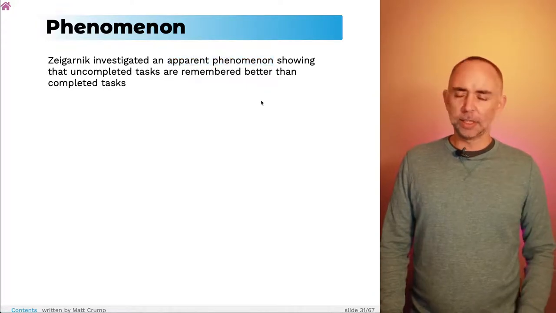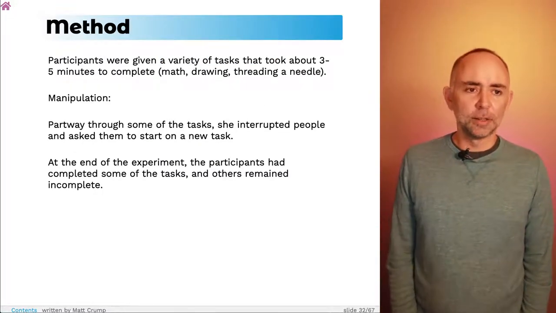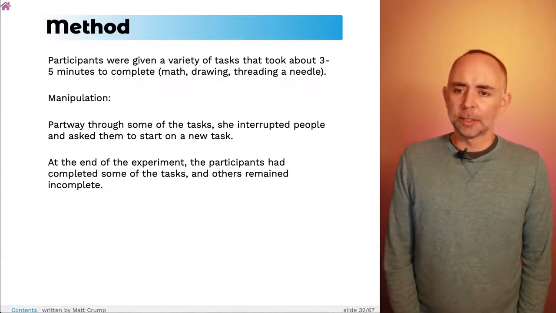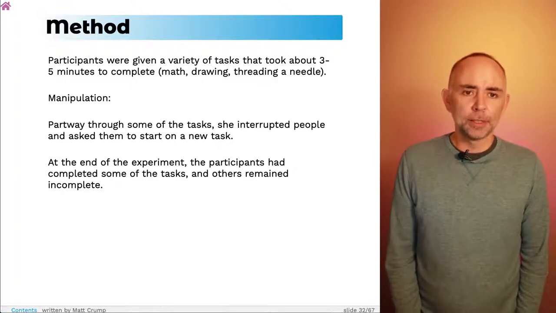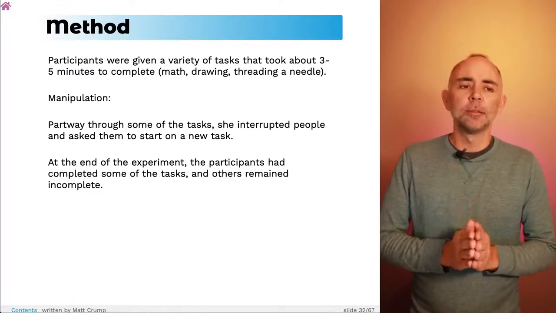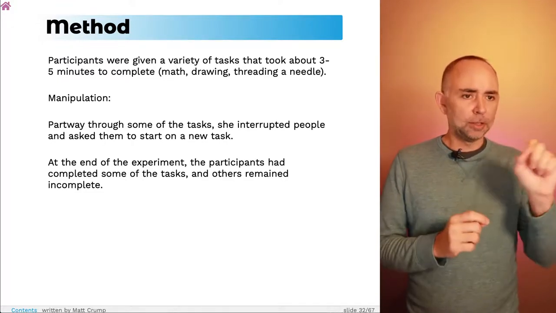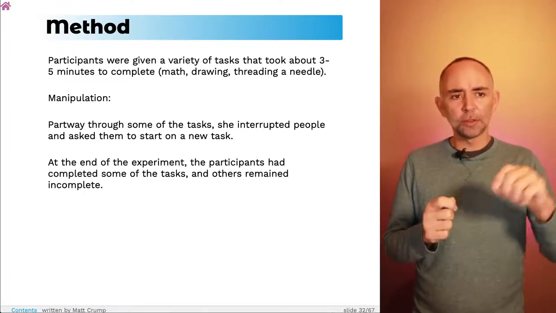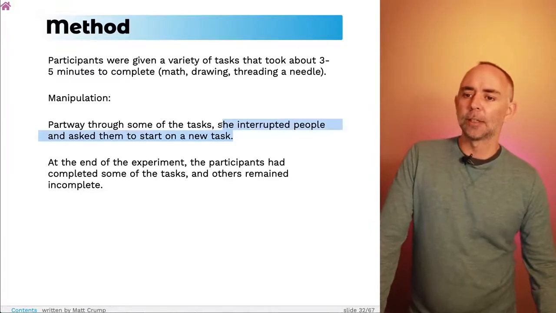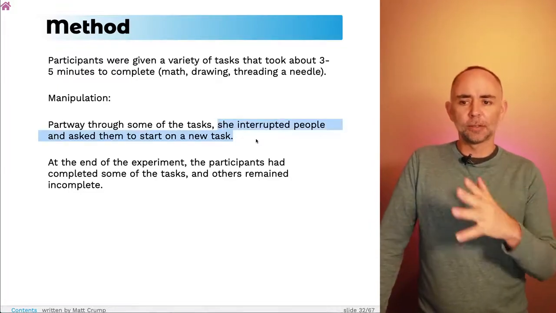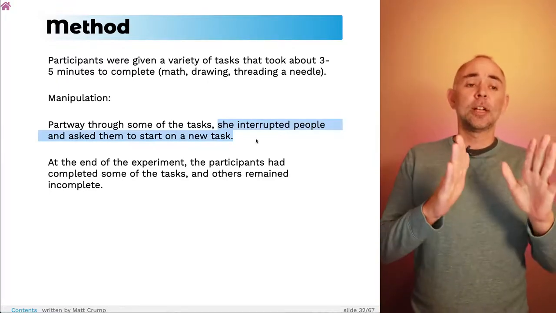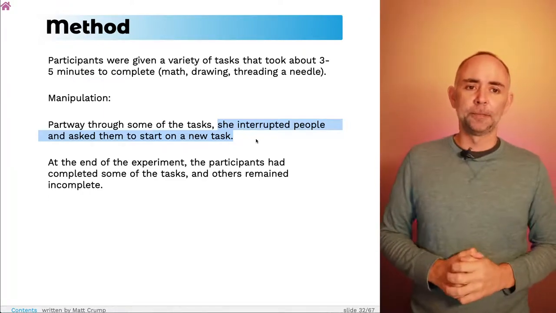And let's take a look at what Zeigarnik did to establish this. So participants were given a variety of tasks, and each of them took about 3 to 5 minutes to complete. For example, participants would be sitting down and she would say, do some addition or make a drawing of something or try to thread this needle. And partway through some of the tasks, she interrupted people and started them on a new task. So if you're trying to get that thing through the needle, she would say, hey, stop, do some math now.